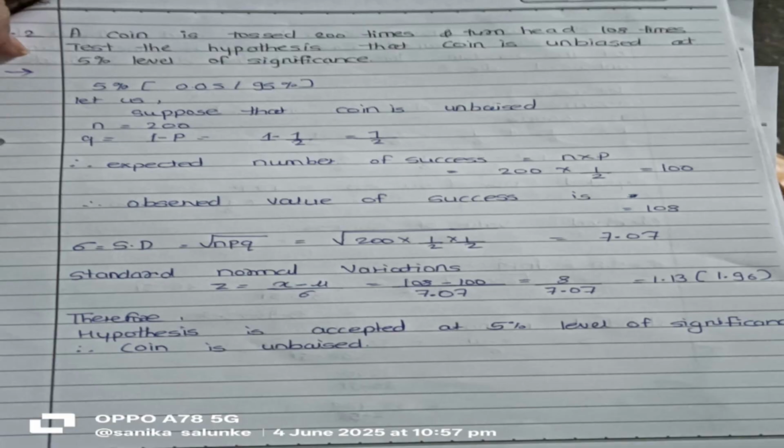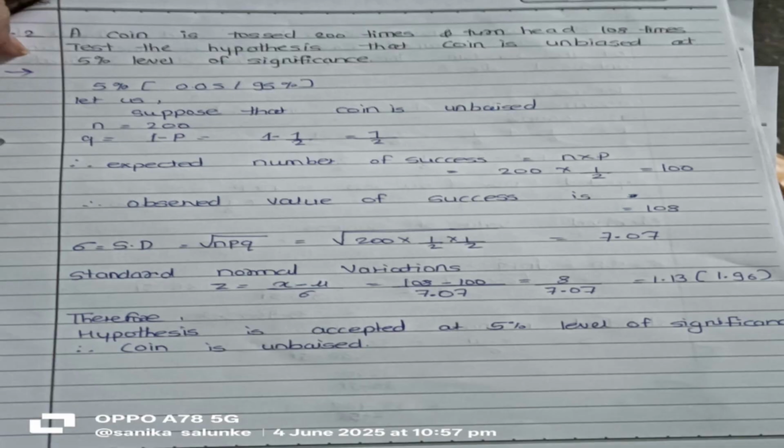Now the fourth step is to calculate the standard deviation, meaning the standard error of proportion. Standard deviation sigma is equal to the square root of npq. Put in the values: n is 200, p is 0.5 and q is 0.5. The square root of 200 times 0.5 times 0.5 is the square root of 50, which is approximately 7.07.